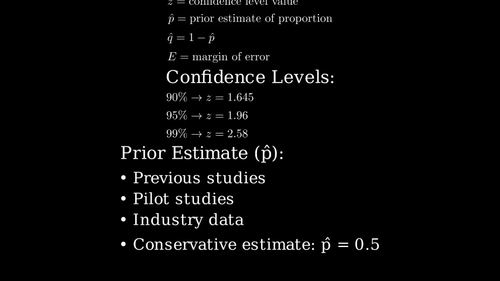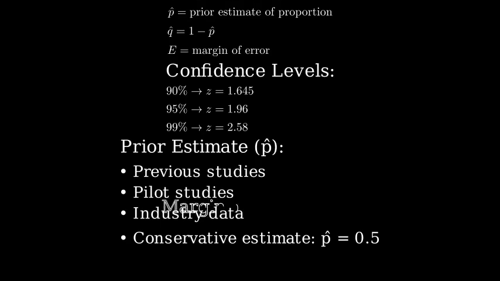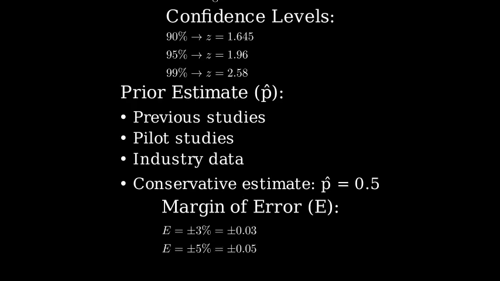most conservative approach. The margin of error E represents how close we want our estimate to be to the true population proportion. Common values are plus or minus 3%, or 0.03, and plus or minus 5%, or 0.05.